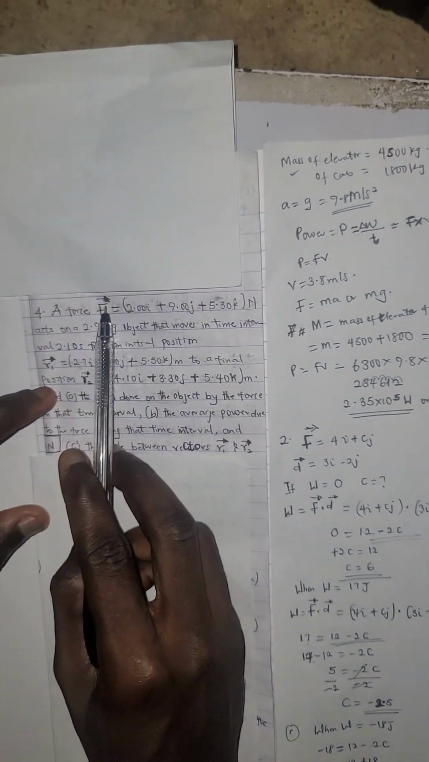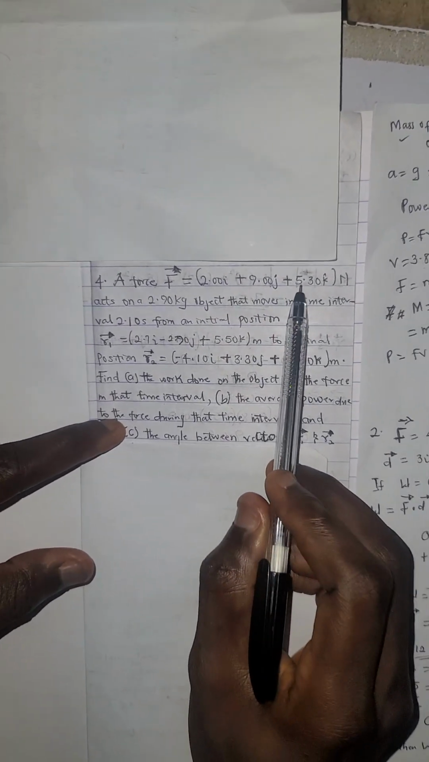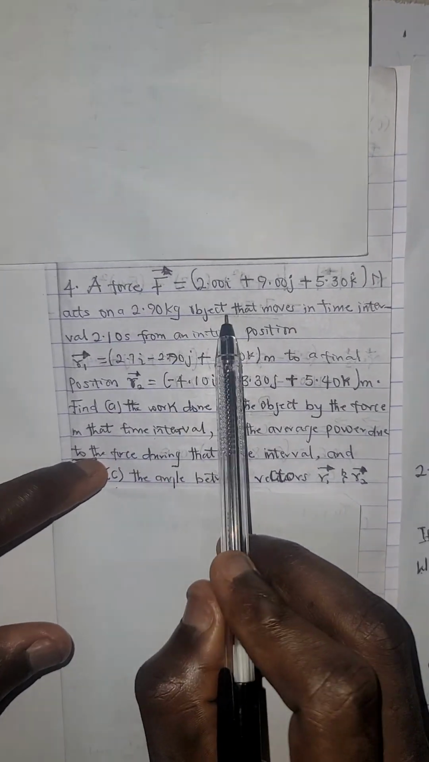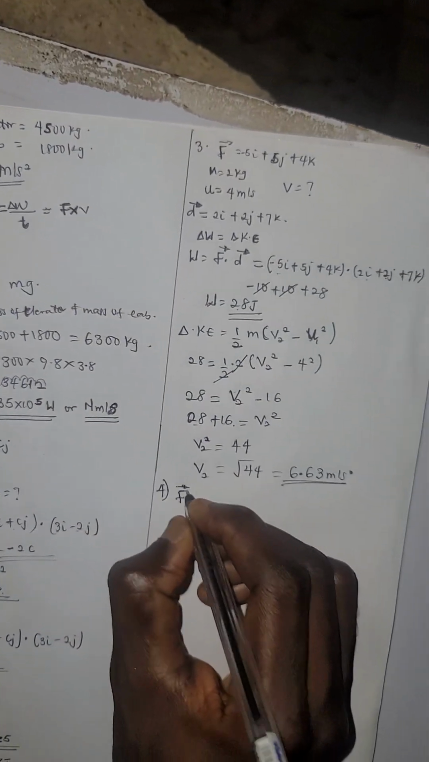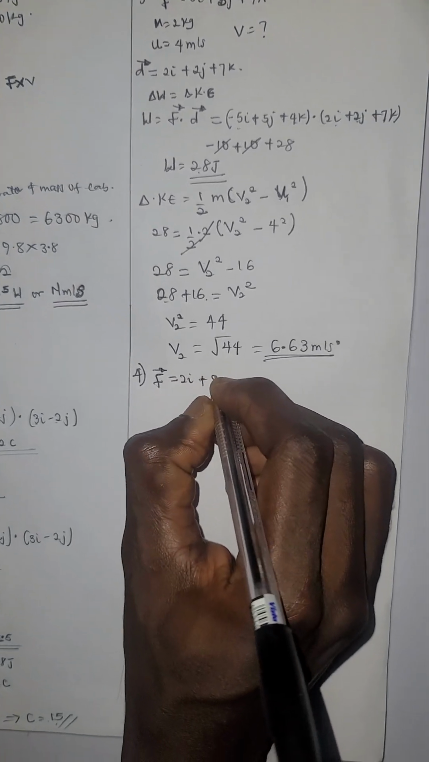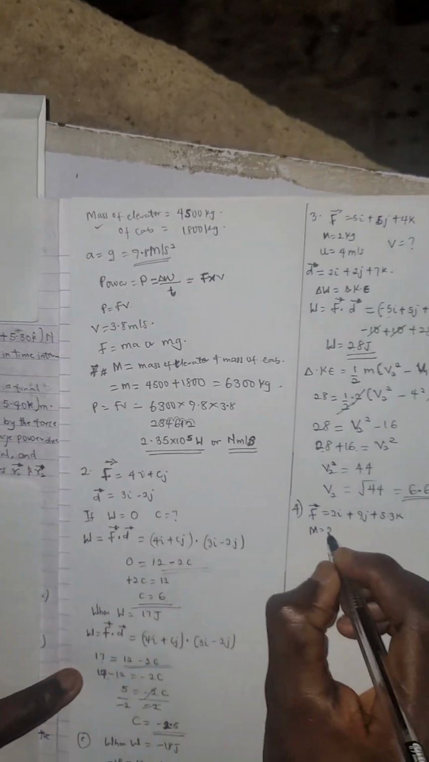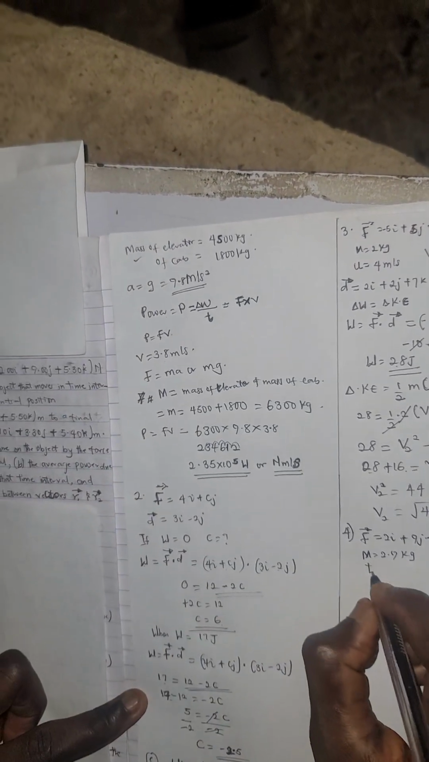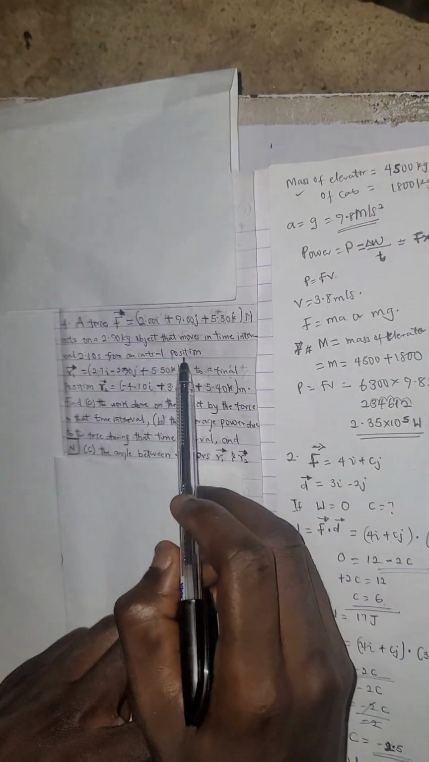A force in vector form, we have 2i plus 9j plus 5.3k, in Newton, acts on a 2.9 kg object that moves in a time interval of this. It means that vector F here is 2i plus 9j plus 5.3k. They now say that it acts on this mass equals 2.9 kg, an object that moves with a time interval t of 2.1 seconds from an initial position.